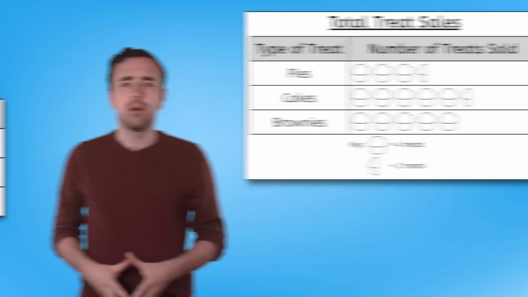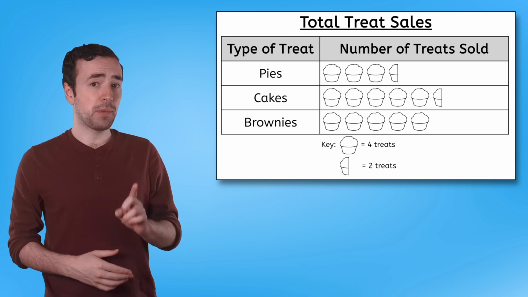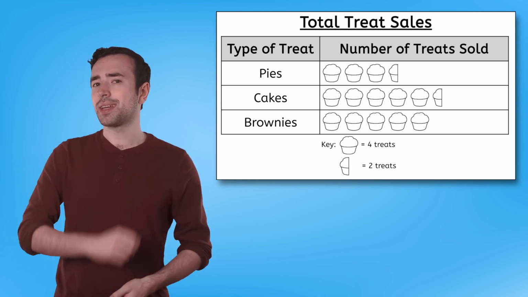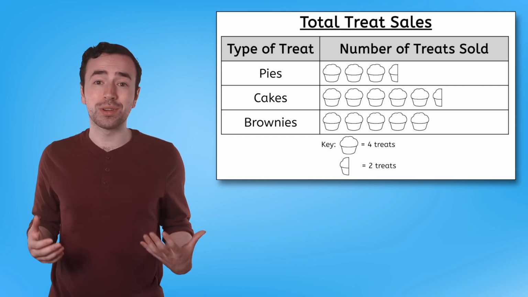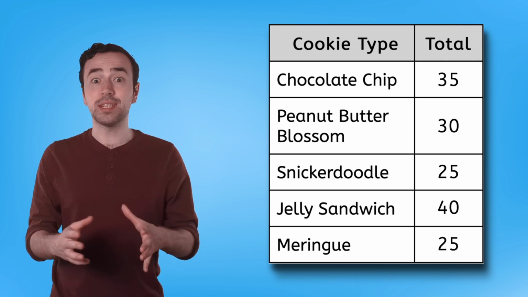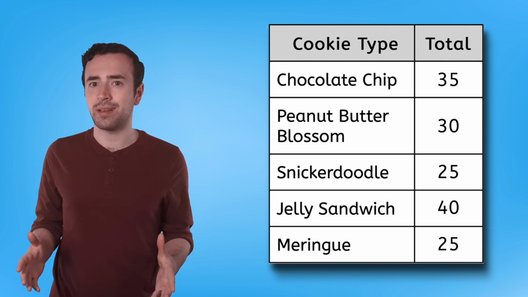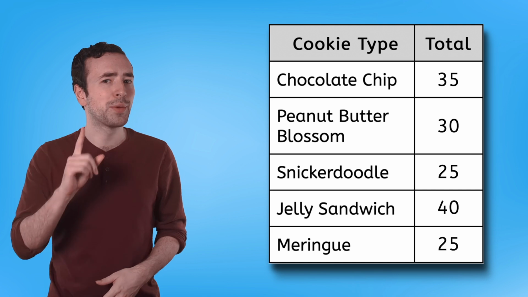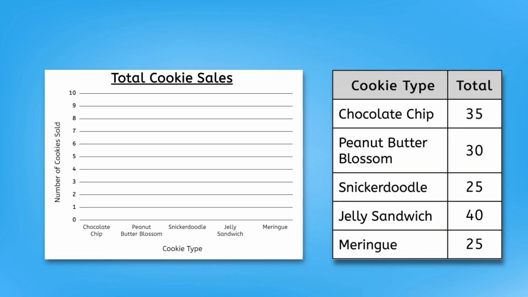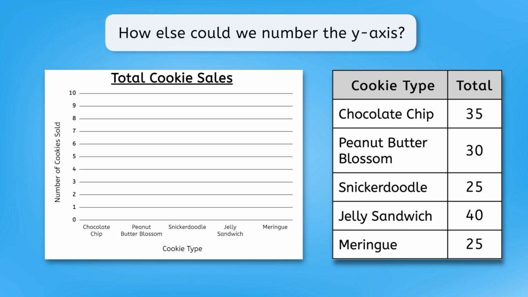Nice. Why do you think Mia chose to have 1 muffin represent 4 treats instead of 1? Making an adjustment like that means she can show more data on the same graph. We're going to graph our cookie data next, but these numbers are even bigger than the treat data. How will we be able to show it all on one graph? What do you notice about the numbers along the y-axis? The bar graph counts by ones and stops at 10, but our data goes all the way up to 40. How else could we number the y-axis?